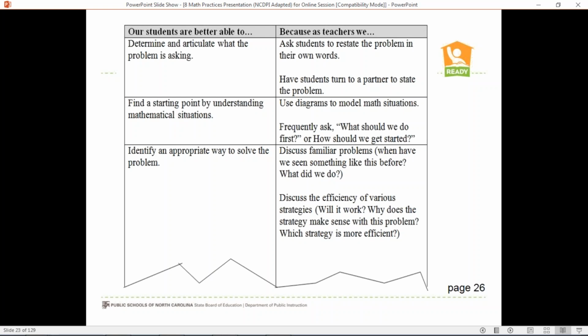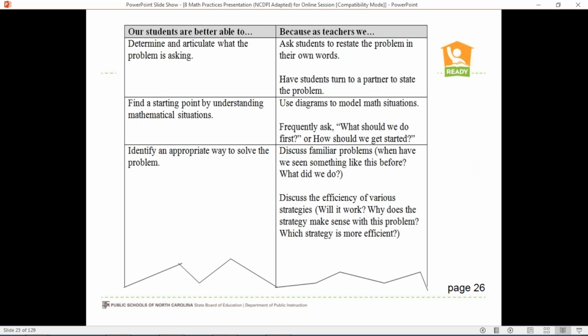If we ask kids to use diagrams and models, or we ask a lot of times, what should we do first, or how do we get started, then kids understand at some point they've got to try to find a starting point. If we use familiar problems, like, didn't we do a problem like this? We see in working with high school kids, it's a really powerful approach, and it works just as well with elementary. It's just easier to see with high school kids, to continually use similar tasks over time. And they begin to realize, oh, every time we see a problem like this, we're going to try to do it this way.